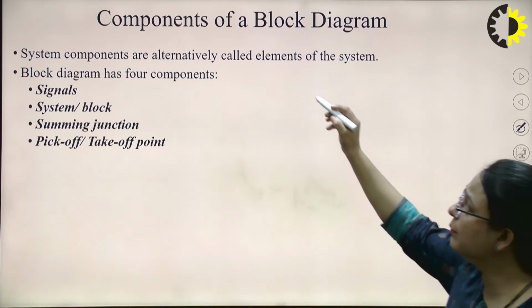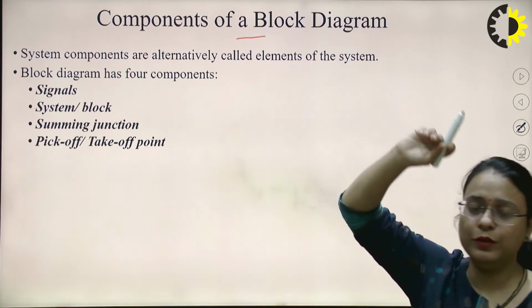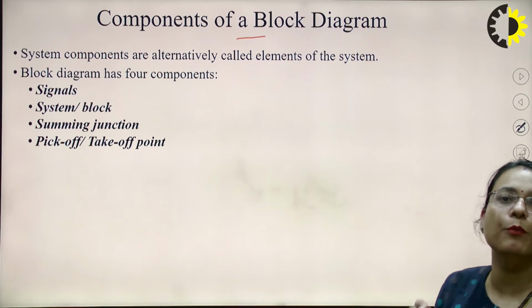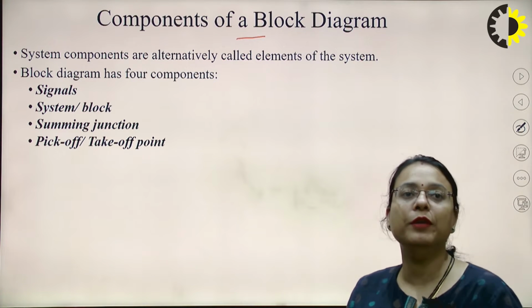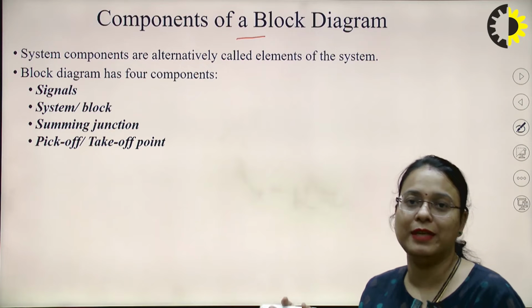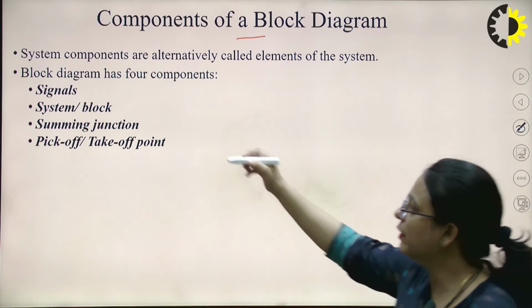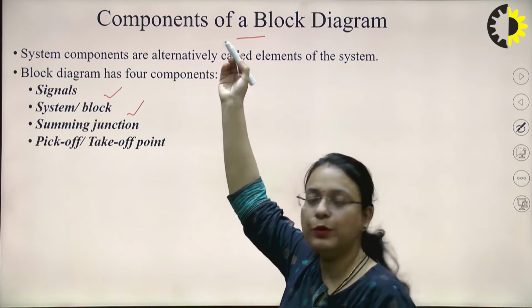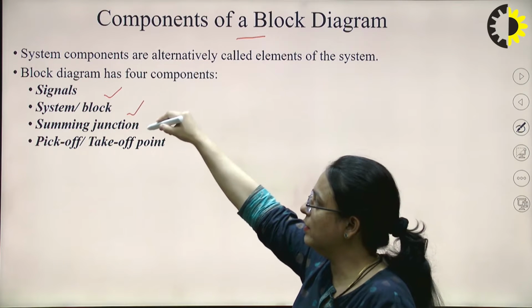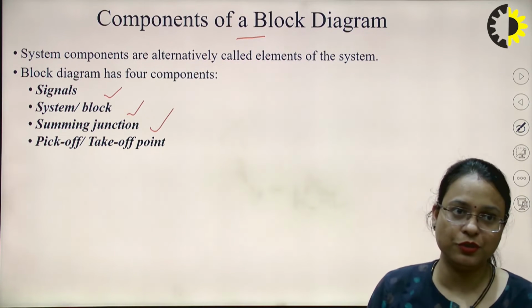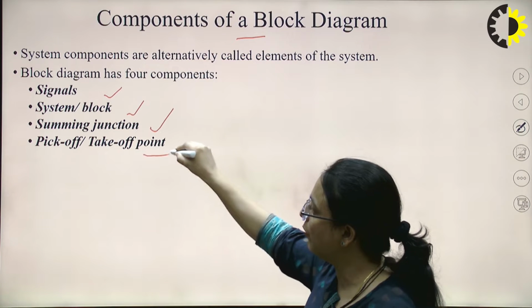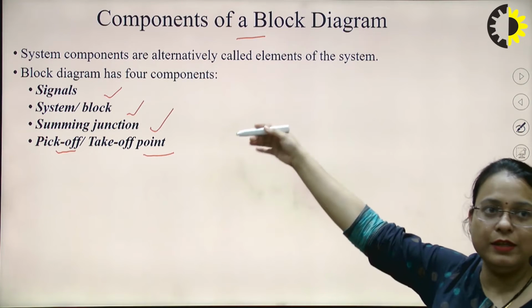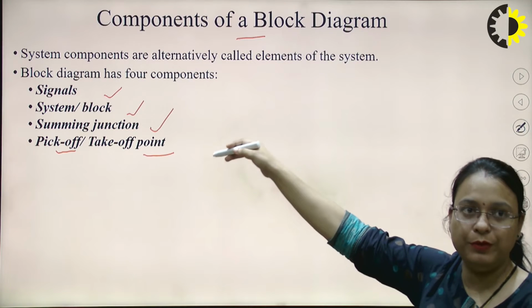Now let us come to the different elements of the block diagram, or you can say components. Basically, there are four components involved in the representation of block diagrams, right? One is the signal, then the block, or you can say a system, then a summing point, or you can say a summing junction, and the last one is the takeoff point, or you can say a pickoff point. Now I'll discuss all these components one by one in brief.